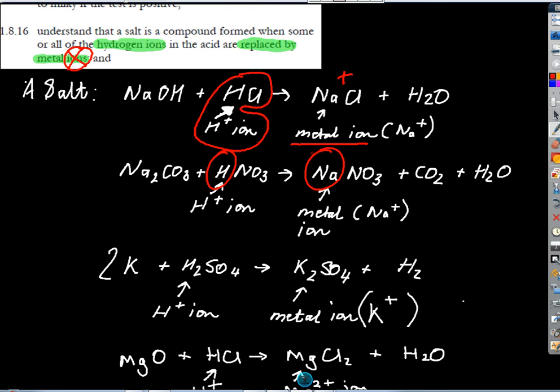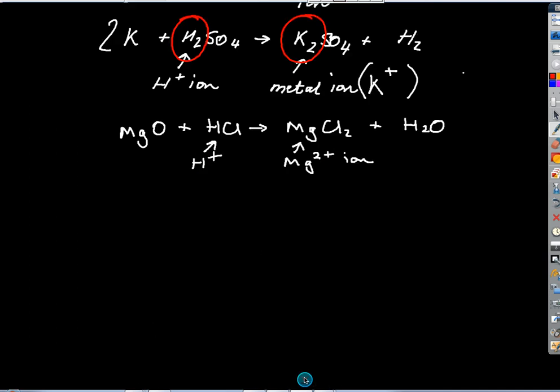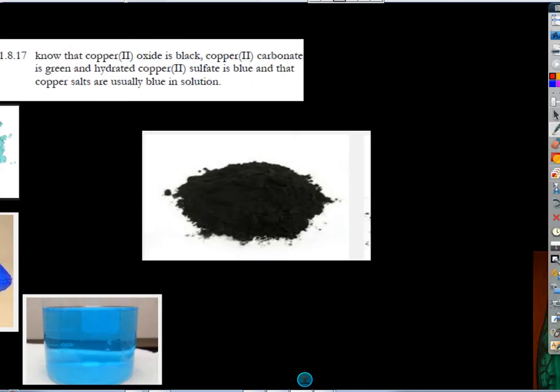Sulfuric acid, the same again. I have 2 hydrogen ions in sulfuric acid. In this particular reaction, they have been replaced by potassium K+ ions. That makes it a salt. Down below then we have magnesium oxide with hydrochloric acid. Again, the hydrogen ion in my hydrochloric acid has been replaced by a magnesium or a metal ion, so therefore that is a salt. And that's our definition of salt. You need to know all your definitions. They're at the start of each of your set of notes.